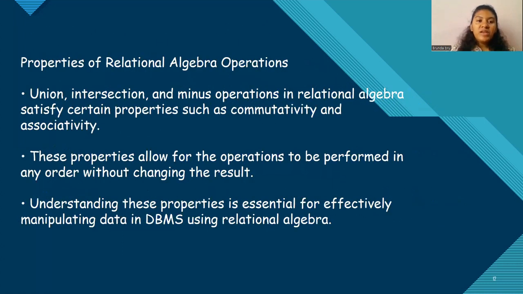A few properties of the relational algebra operations: union, intersection, and minus operations in relational algebra satisfy certain properties such as commutativity and associativity. These properties allow for these operations to be performed in any order without changing the result. Understanding these properties is essential for effectively manipulating data in DBMS using relational algebra.